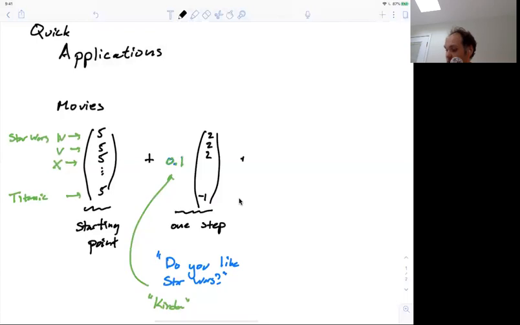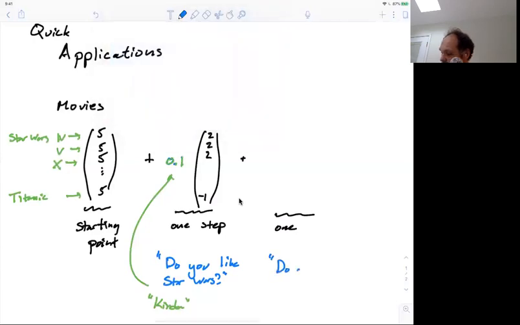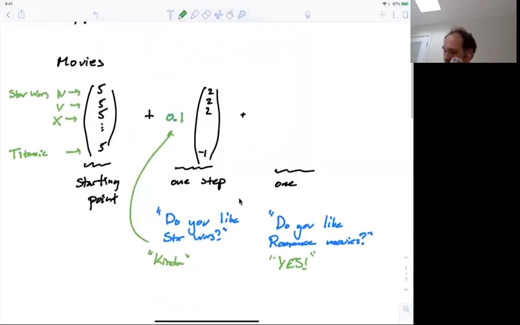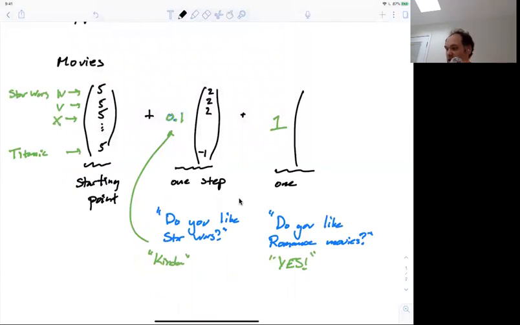Right? And then the next one you might say is, do you like romance movies? So you're going to take one step in some direction. And they'll be like, yes. Right. So now when they say yes, you're going to take a big step in that direction. So that means you're going to take one big step in that particular direction. There's a direction indicated by a vector. Every direction is a vector. But now you're going to go further along in that specific direction.